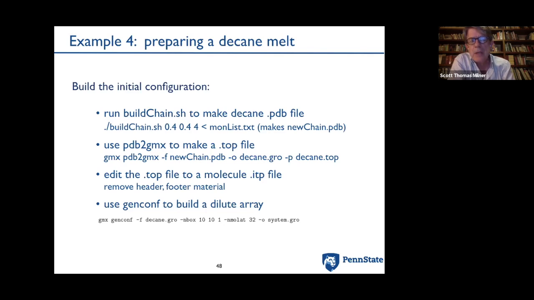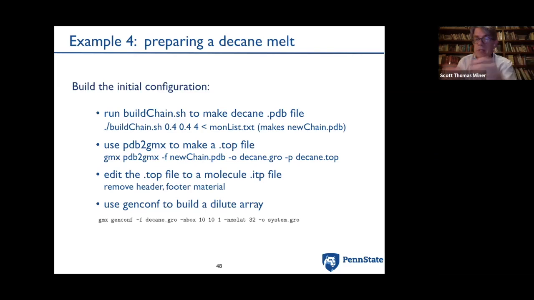Then you can use pdb2gmx to make a top file for that, decane.top, which needs to be edited just like the one for the protein: strip off the header stuff before the part where it says molecule type, change the name of the molecule to be Decane, and strip off the last few lines likewise to make a molecule ITP file.